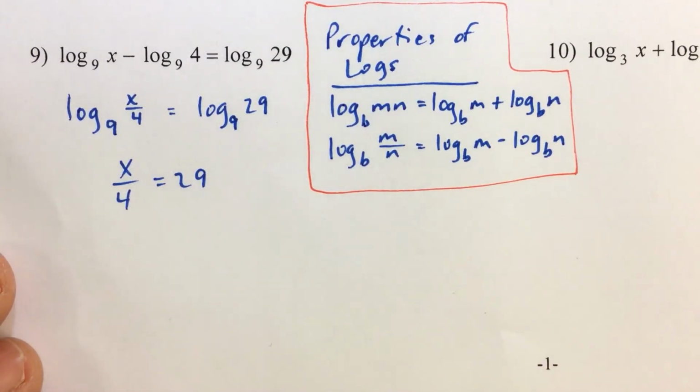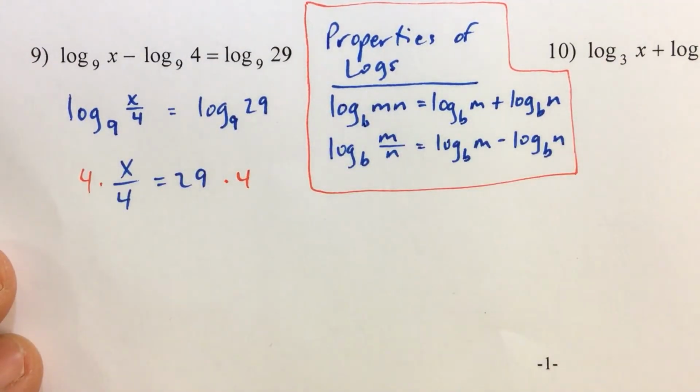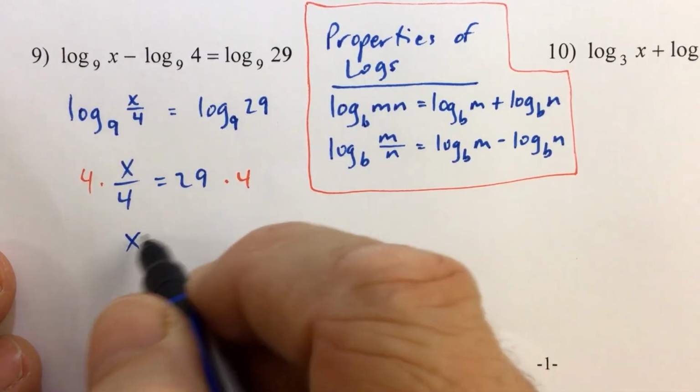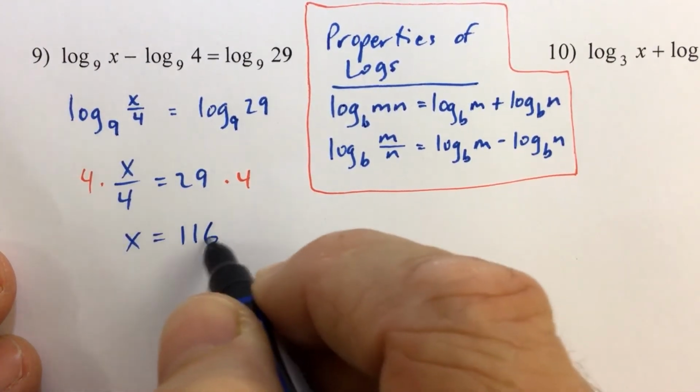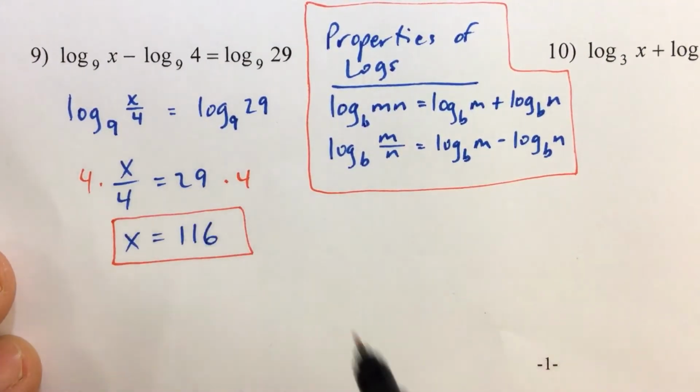And if x over 4 is equal to 29, we just go ahead and multiply both sides by 4. And what's 29 times 4? 25 times 4 is 100. 4 times 4 is 16. So 29 times 4 is 116. And that's what x is.